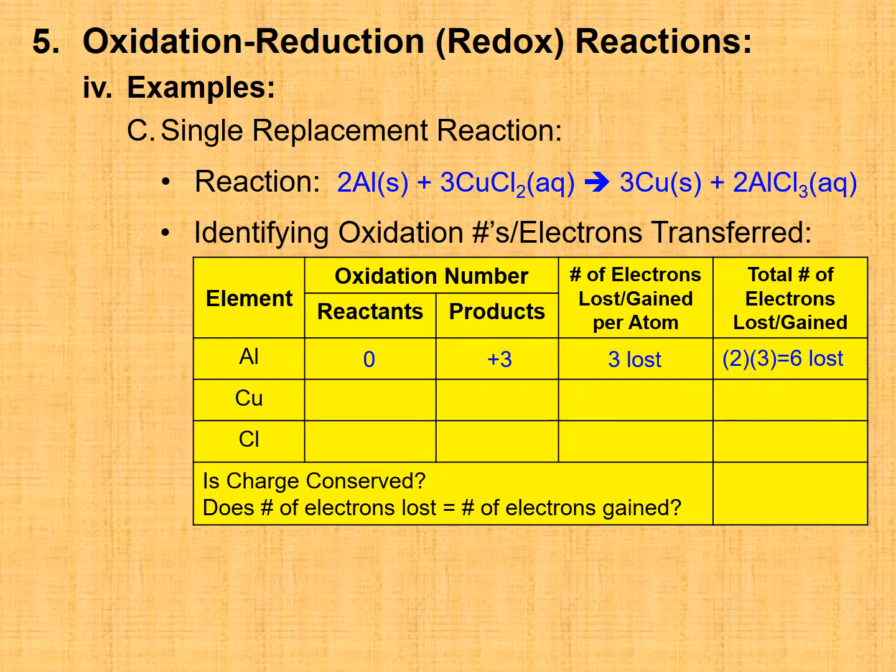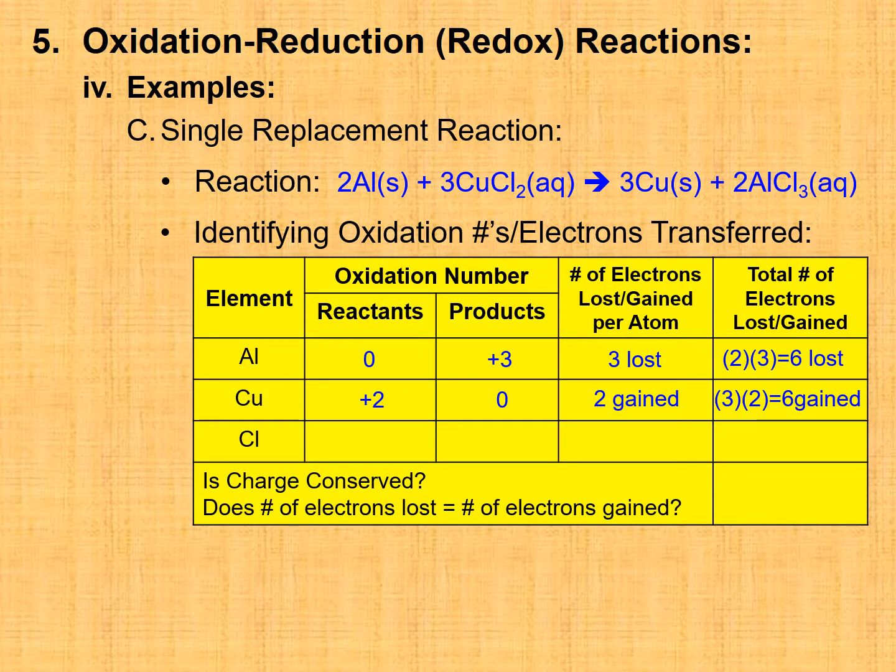In looking at copper, each copper atom starts out as a 2+ ion, since copper starts out in the ionic compound copper chloride. But you'll notice that each copper atom ends up as a pure metal with no charge, for an oxidation state of 0. In order to go from a 2+ ion to a neutral element, each copper atom must gain 2 electrons. Since we've got a total of 3 copper atoms involved in the reaction, there are a total of 6 electrons gained by copper.